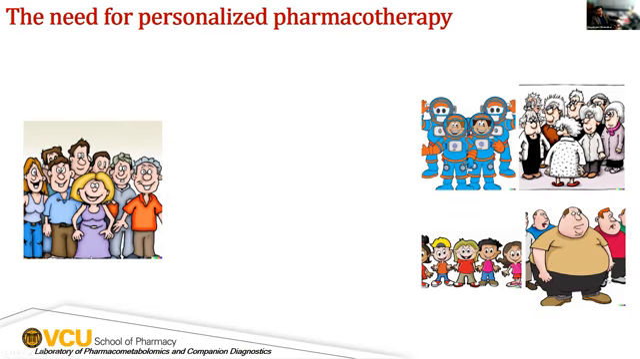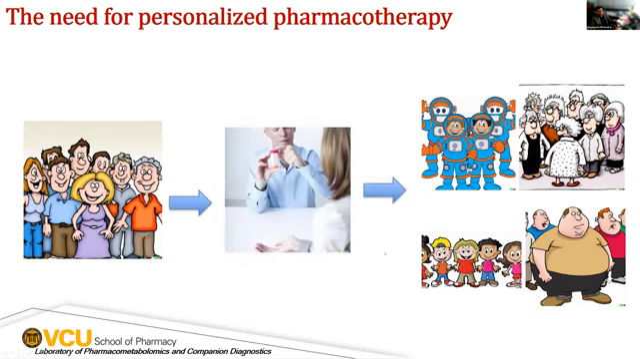So we have this population for which the drug was primarily tested, but out in the wild, we have all these different specialized populations the drug is going to be used in. So there's a mismatch here. And this mismatch is where you need personalized pharmacotherapy. You need somebody to take the information that you got from the first clinical trials and start adapting it to the specialized populations.